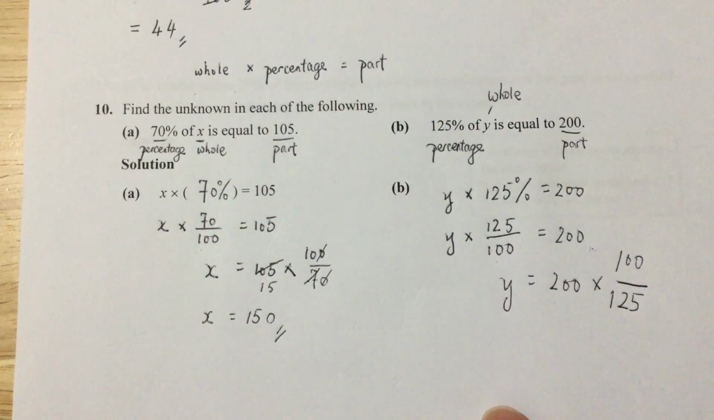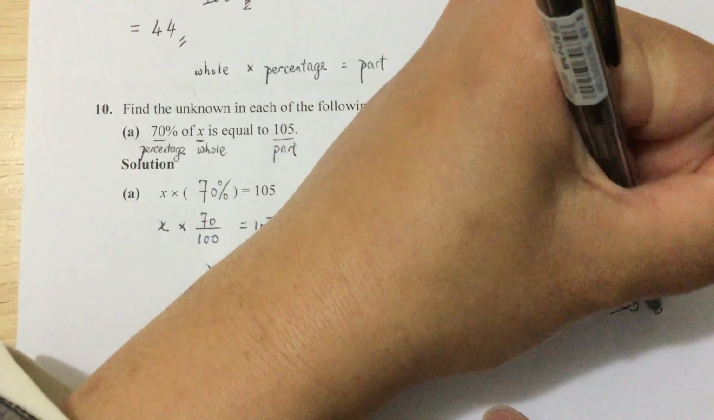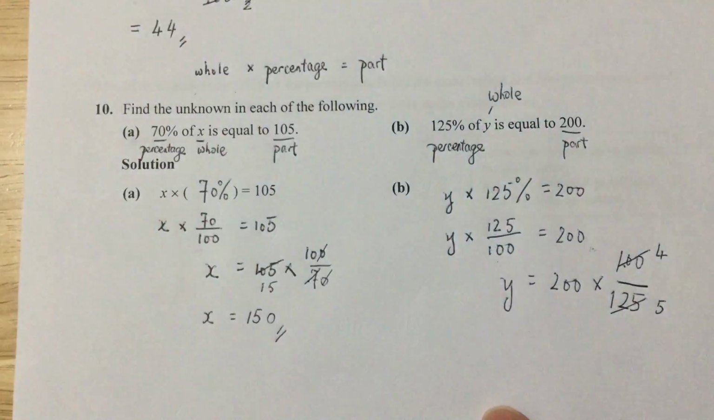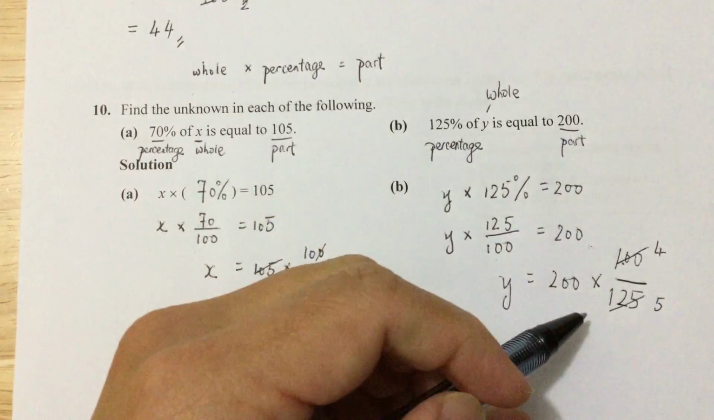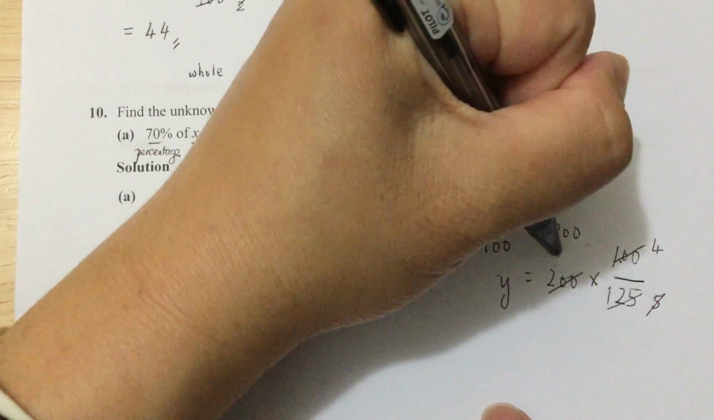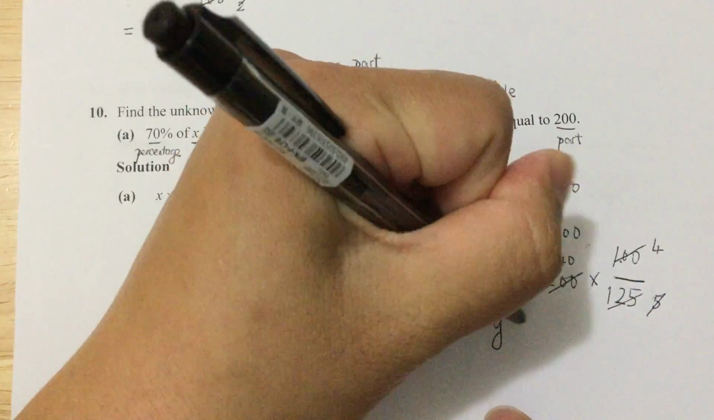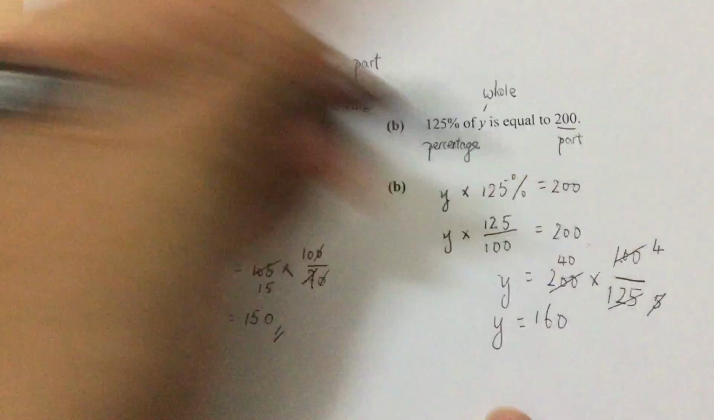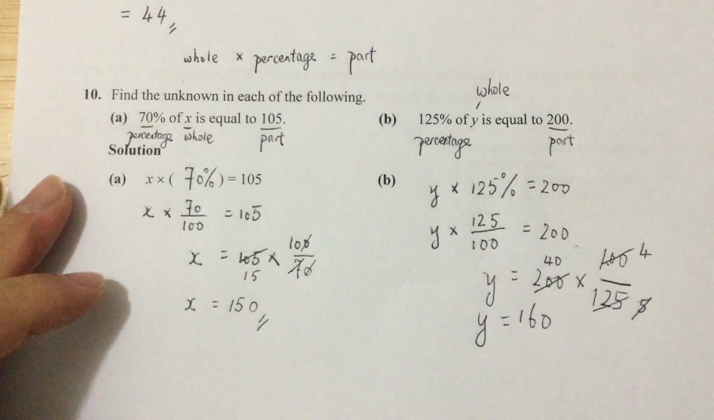Okay, let us do the cancellation once again. For 125 and 100, you will see this is 5, this is 4 immediately. We divide both of them by 25, and then afterwards for 5 and 200 we cancel, you will have 40. So the answer for y, you will see the answer is 160. Okay, so this is the answer of 10A and 10B.